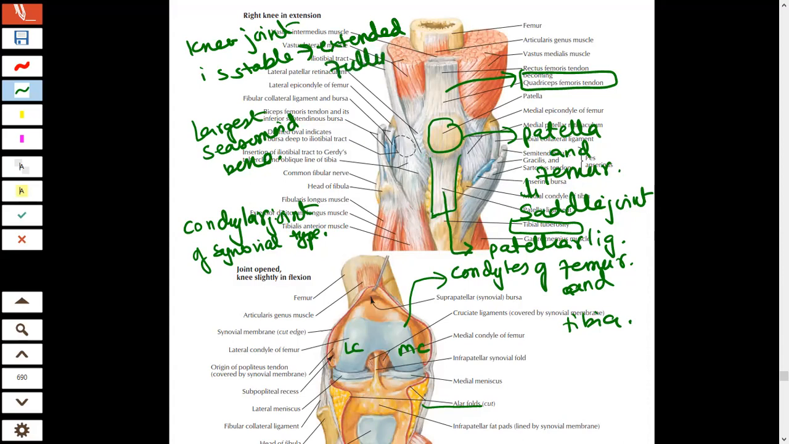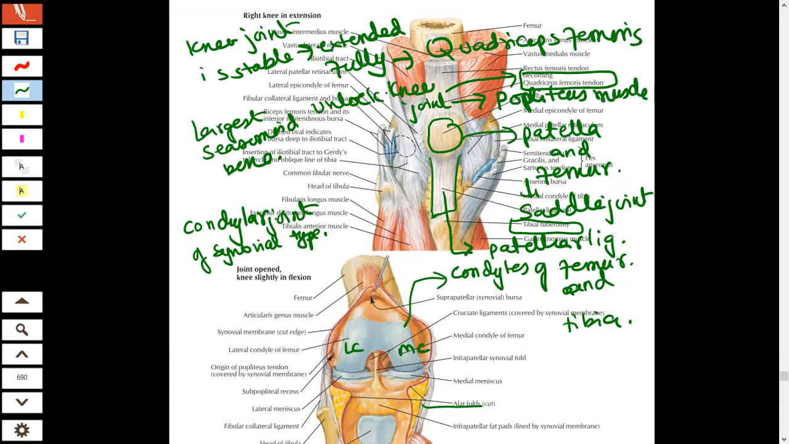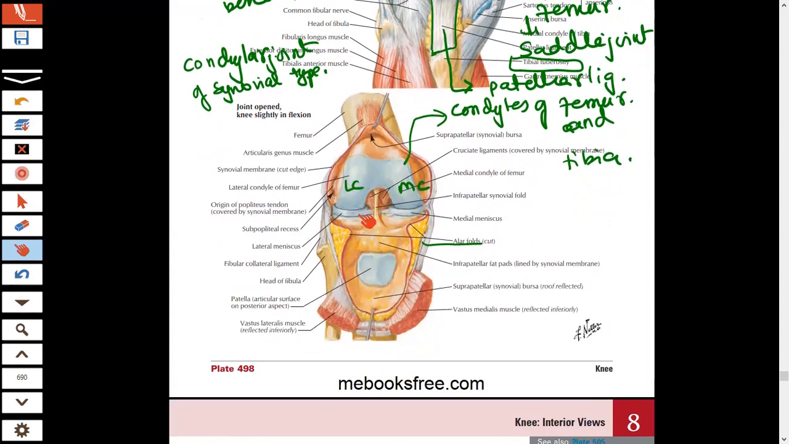So it is extended fully, and it is done by which muscle? The name of the muscle is quadriceps femoris muscle. And if you want to unlock this knee joint, a muscle is present which is present behind the knee joint. जो अभी इस पिक्चर में नजर नहीं आ रहा, that is your popliteus muscle. Okay, so when the knee is fully extended, it is done by the quadriceps femoris muscle. And if you want to unlock the knee joint, you have to use your popliteal muscle now. Now see here this one now.